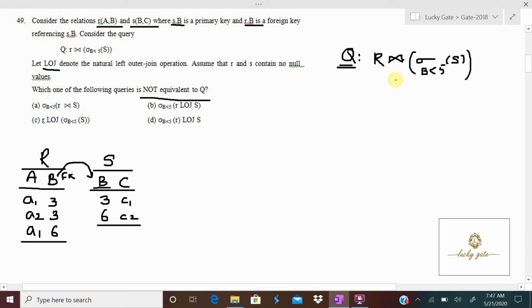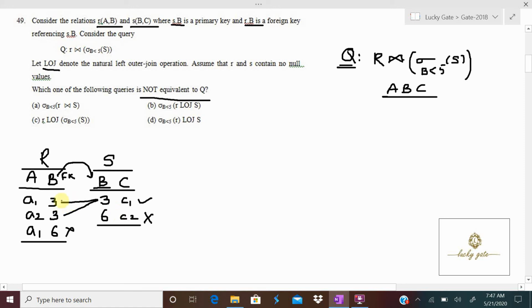Now we'll see what the output of the given query is. When R joins with S, it is going to give the attributes A, B, C in the output. And how is the join done? First it selects the tuples of S whose B is less than pi. B less than pi is true for this tuple and false for this one, so only this tuple is matched with the tuples of R. So 3 matches with 3, and 3 matches with 3. And this one is not going to match, because this tuple is not selected.